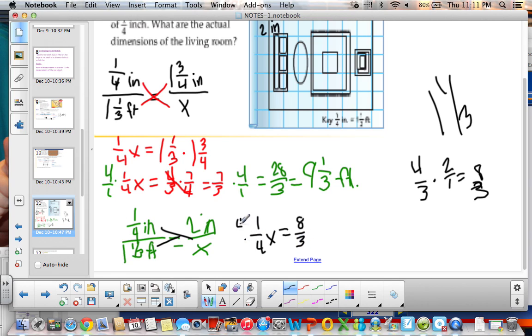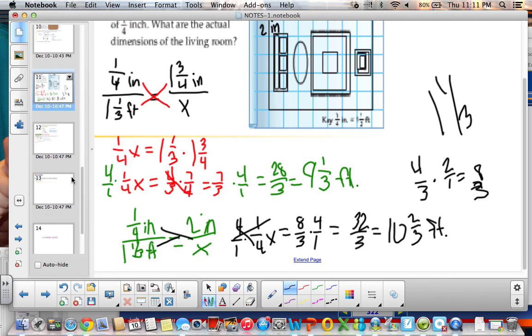So now we're going to multiply by the multiplicative inverse, which cancels that out. But then we have to multiply 4 over 1 over here. So 8 times 4 is 32 divided by 3. And then we know that 3 goes into 32 10 times, so that's our whole number. And we have 2 left over, so 2/3. So the living room would be 9 1/3 feet by 10 2/3 feet.